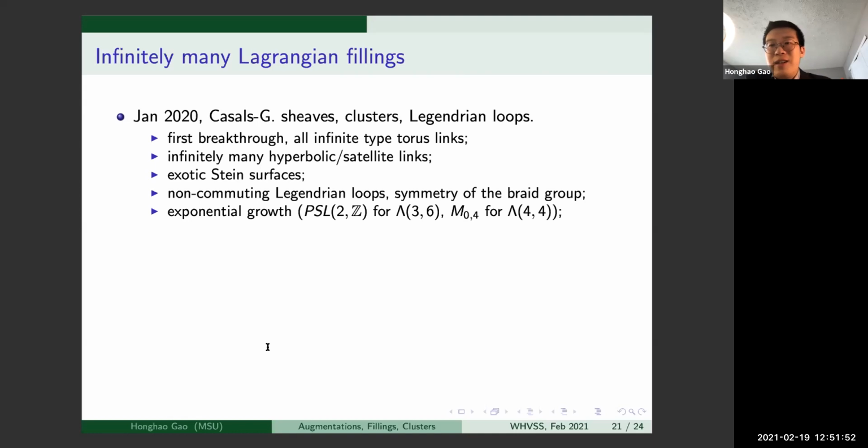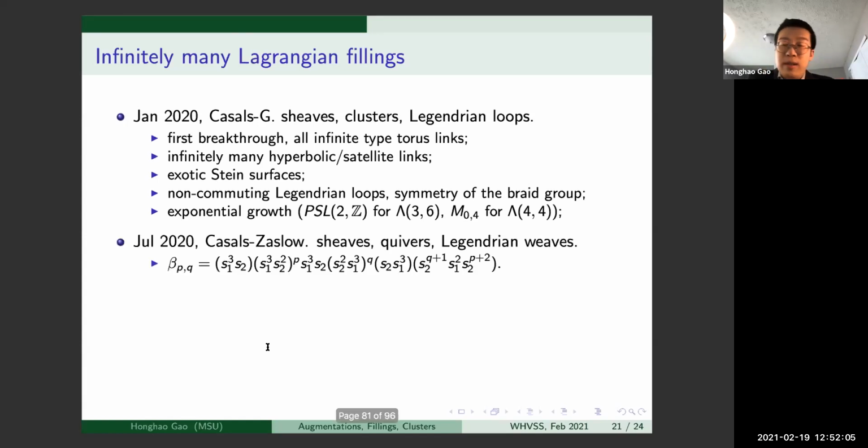So this unlocks a sequence of properties and constructions in contact and symplectic topology, and there are a few subsequent improvements along certain directions. The next one is in July in the paper of Roger Casals and Eric Zaslow. They use the sheaves and the quivers and the Lagrangian weaves, and they study the fillings for such a family of braids.